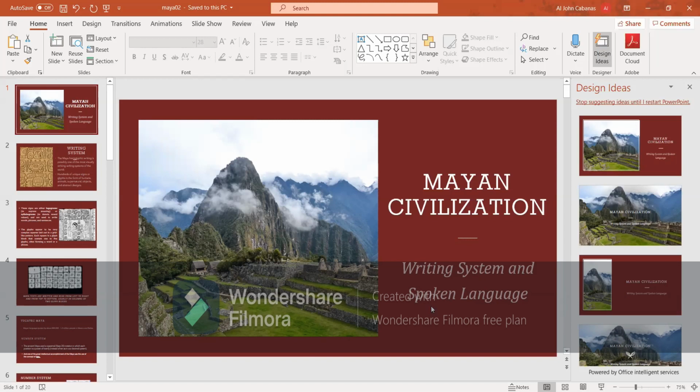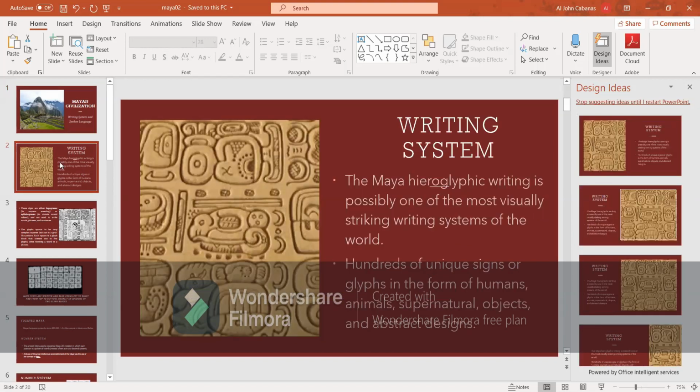So we'll be discussing now about the continuation of our topic last week. So the Maya hieroglyphic writing is possibly one of the most visually striking writing systems of the world. So it contains hundreds of unique signs or glyphs in the form of humans, animals, supernatural objects, and abstract designs. For example, we have here sa illustration, kitang-kita natin na kakaiba ang writing system ng mga Mayan at nagkakaintindihan sila o nagkakaunawaan sila using this writing system.